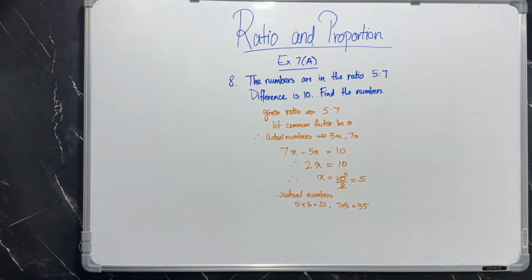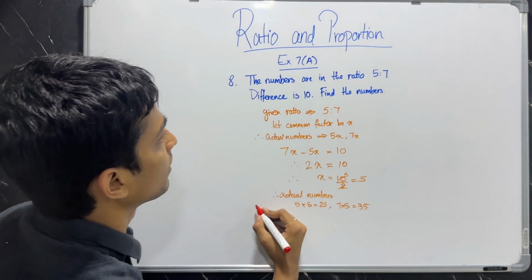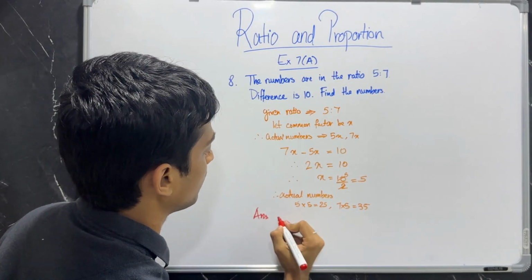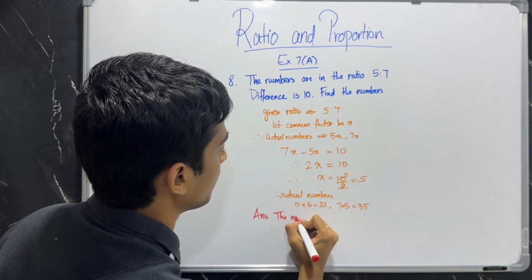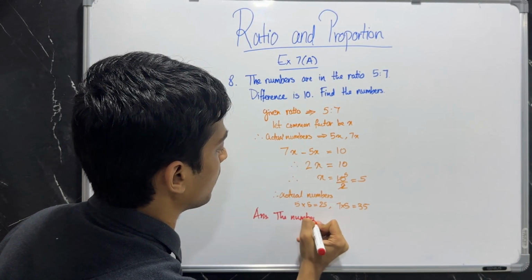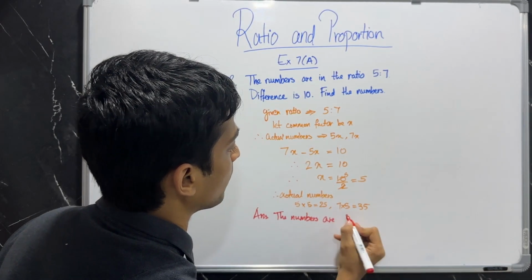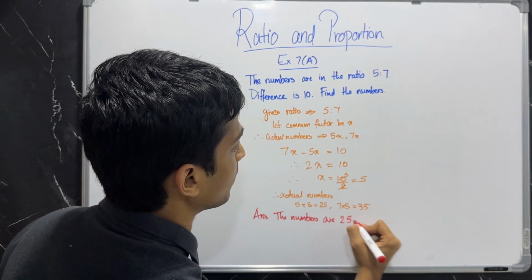So the answer, the numbers are 25 and 35.